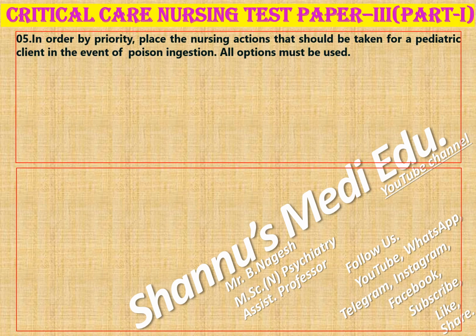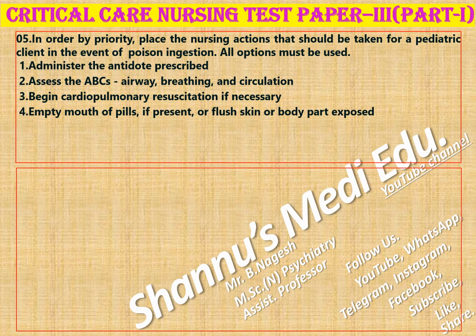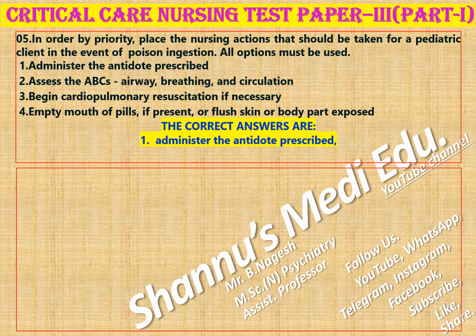The fifth question: in order of priority, place the nursing actions that should be taken for a pediatric client in the event of poison ingestion. All options must be used. The correct order: first, assess the ABCs, airway, breathing pattern and circulation; then administer the antidote prescribed.